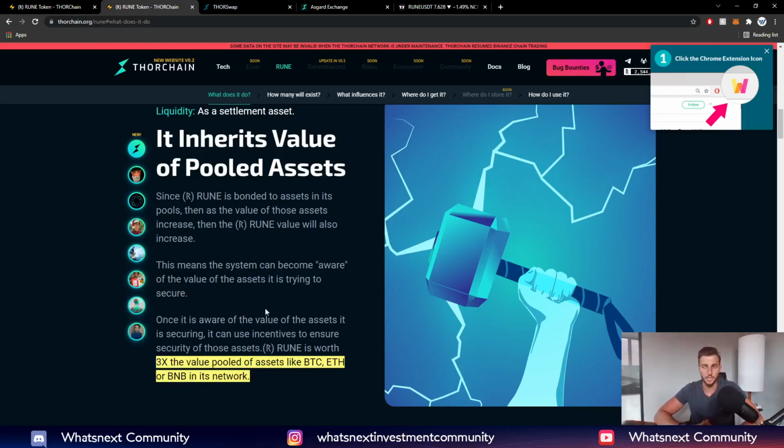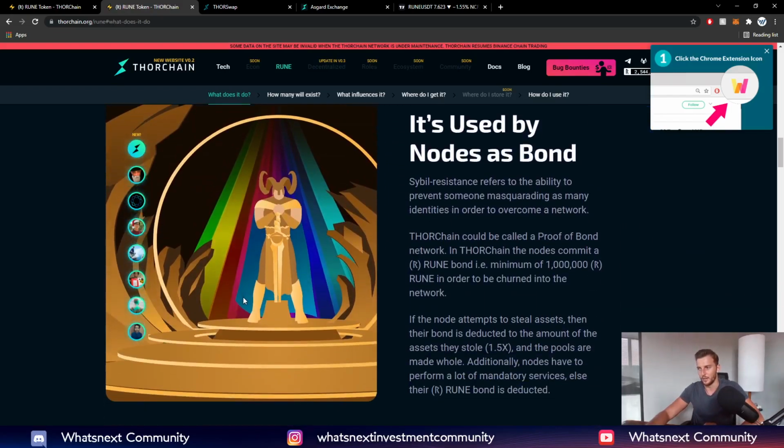So this is a very, very interesting tokenomic part, basically. Because we know now that there will always be more Rune in the exchange than there will be assets in the exchange. So now, if we take a look forward, right?